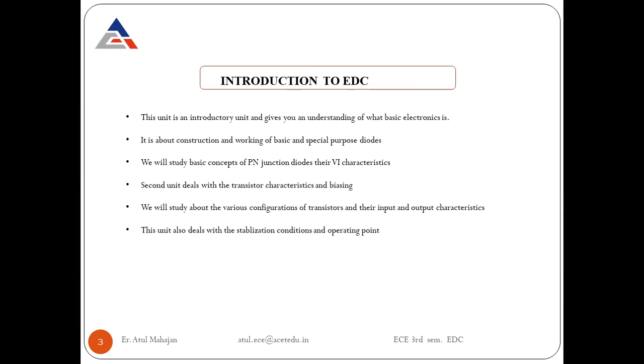We'll be talking about the special purpose diodes, PN junction diodes, and the characteristics. We'll be discussing the PN junction diode and the characteristics also in the first unit. We'll be talking about the VI characteristic, that is the voltage and current characteristics of the PN junction diode, how with the variation of voltage, the amount of current is varying. We'll be discussing this also in our first unit, and the characteristics also will be discussed in your first unit.